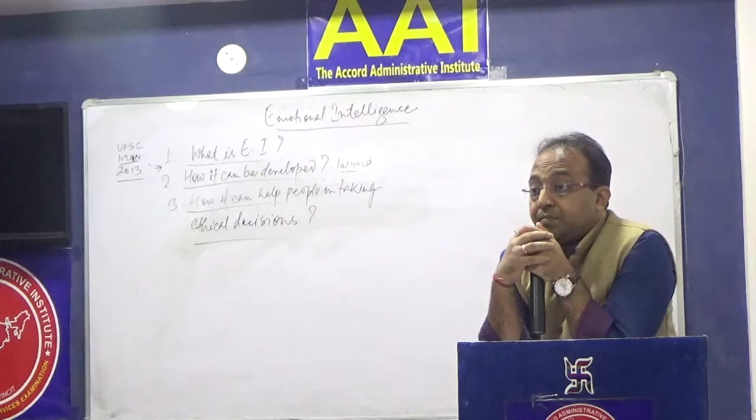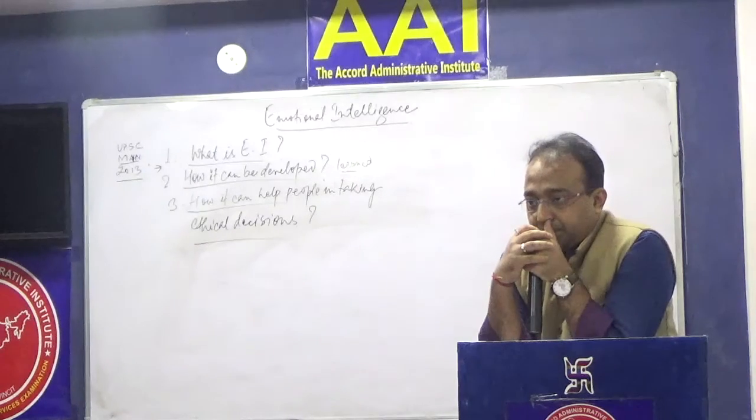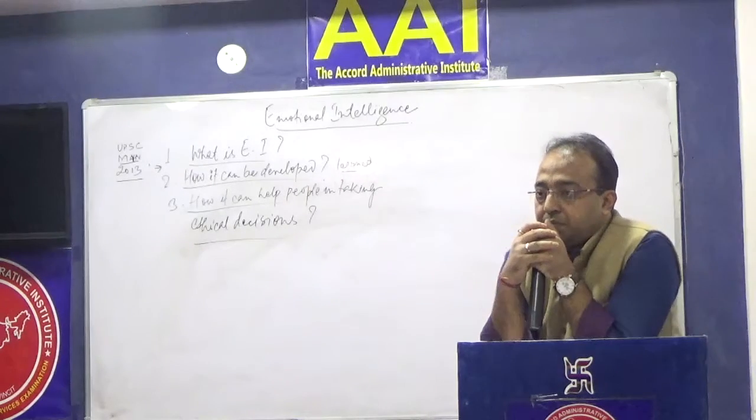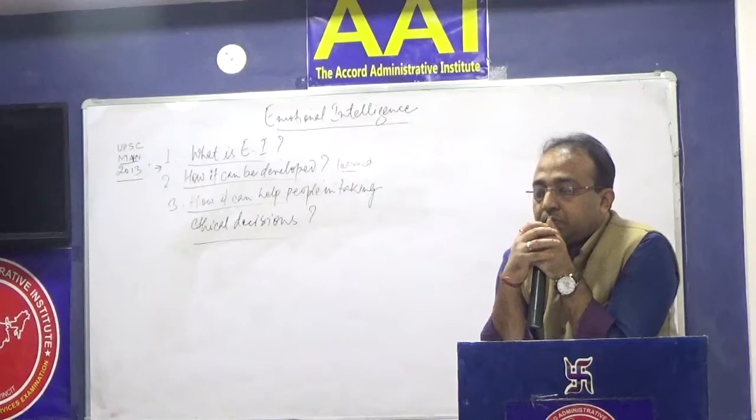So for ethical decisions, you can write a bit that it is in the larger interest of the environment. Then we will write that emotional intelligence does not allow our emotions to be heavy on us and helps us to take a rational decision.